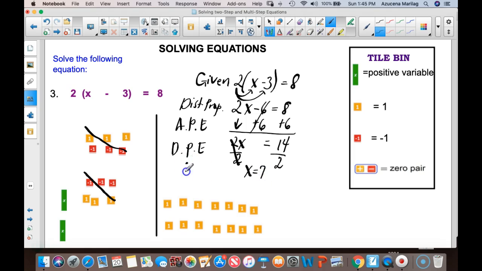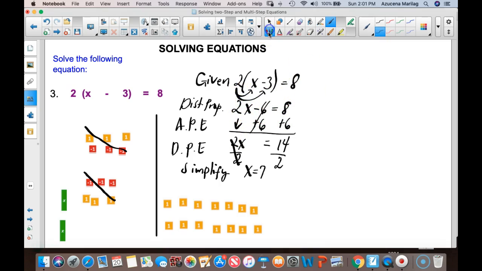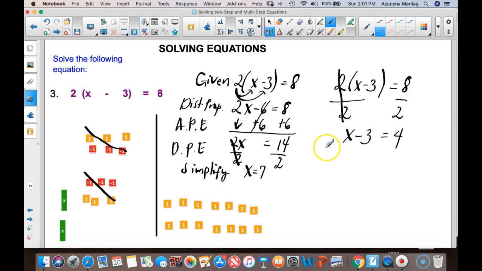gives us 7. Now, some students do not apply the distributive property and they use division instead, especially if they know that the number here on the right side of the equal sign can divide the multiplier before the parenthesis. So let me show that. 2 times x minus 3 equals 8. If I divide both sides by 2, I will get x minus 3 equals 4, and that saves me one step. Instead of a two-step equation, I have a one-step equation. All I need to do is to get the inverse of minus 3, which is a plus 3. So I need to add 3 on both sides, and that already gives me a 7.